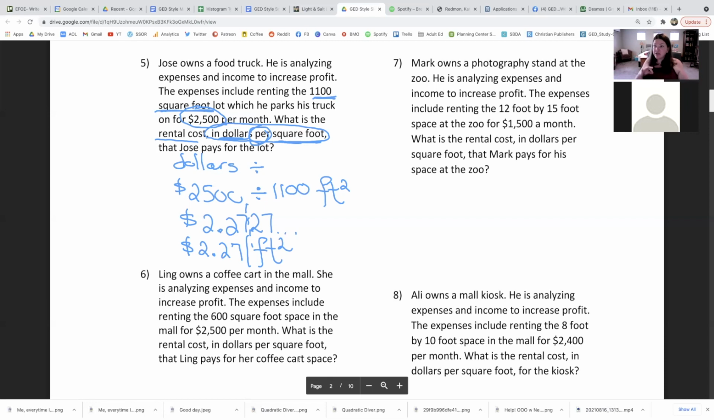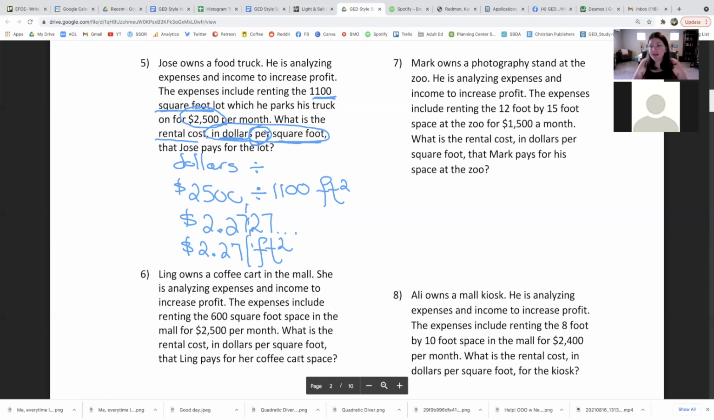Number 7 got a little trickier. Same wording, but they gave us different information. Watch out for that. So Mark owns a photography stand at the zoo. He is analyzing expenses and income to increase profit. The expenses include renting the 12-foot by 15-foot space at the zoo for $1,500 a month. What is the rental cost in dollars per square foot that Mark pays for his space at the zoo?